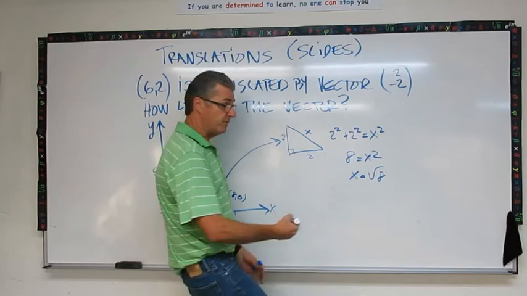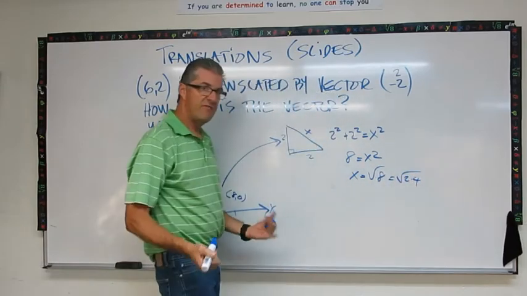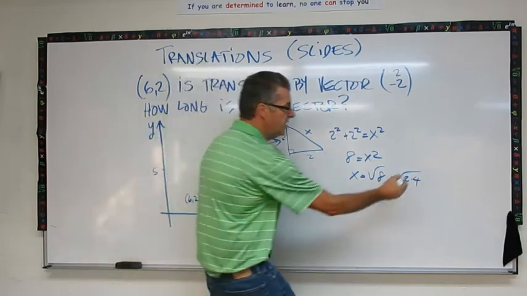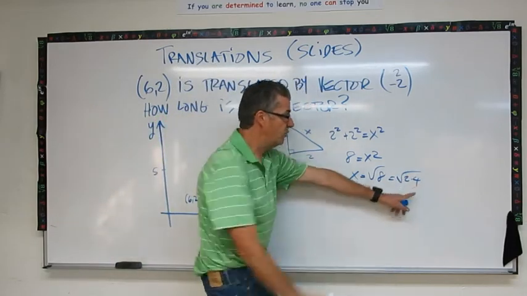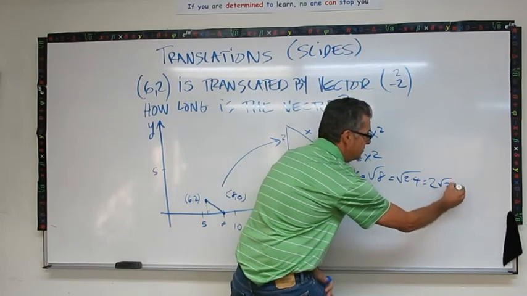So I'm going to break this out right now. 8 is 2 times 4. We factor so we can pull out some perfect squares. 4 is a perfect square, so the square root of 4 is 2. So this gives us 2 root 2.